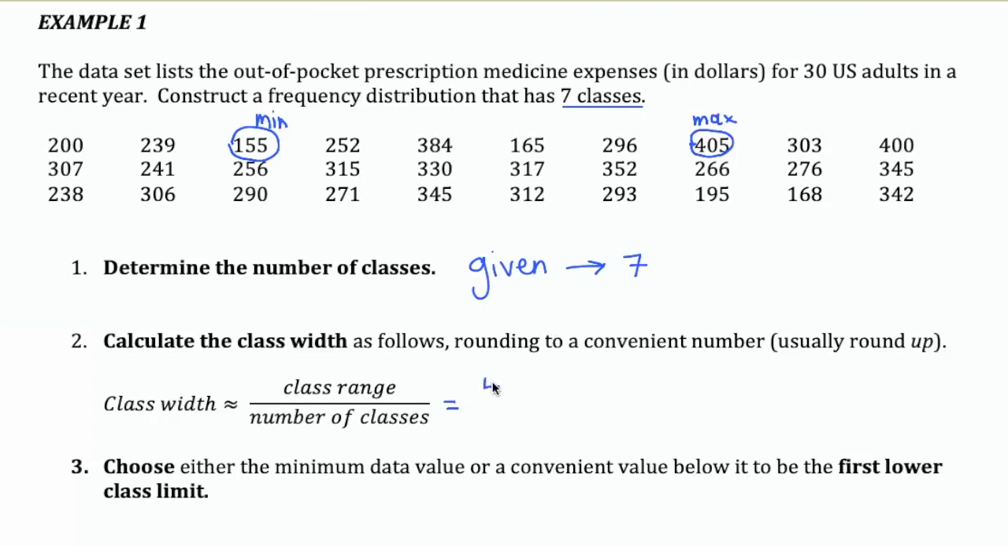So we will subtract those to calculate the class range, 405 minus 155, and we're going to divide that by our number of classes, which is 7. So in the numerator, this turns out to be 250. The denominator is 7.